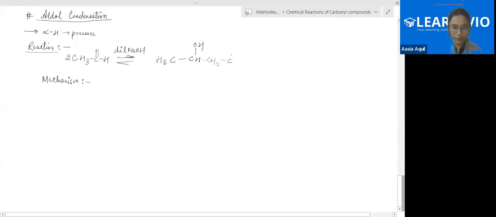CH2COH. So what is this? This is aldol. See, at the beta position, there is a hydroxyl group. This is your alpha position, and this is your beta position. So what is its name? Beta hydroxy aldehyde. Got it? Which is known as aldol. Let's see the mechanism.